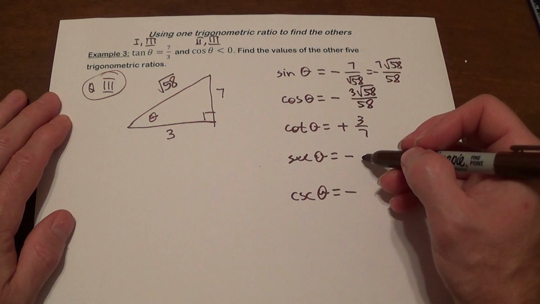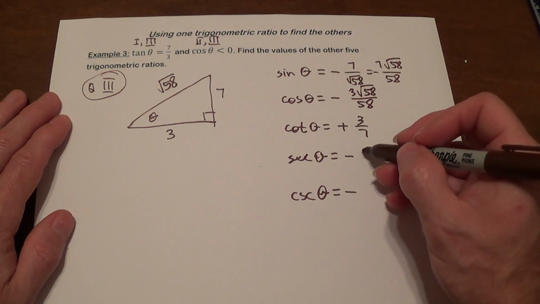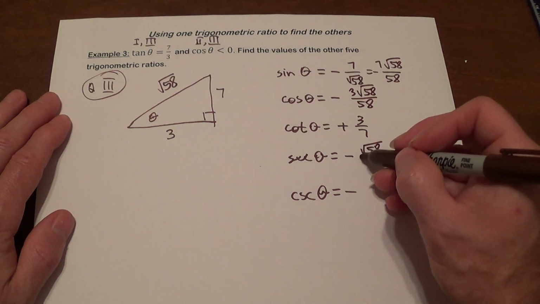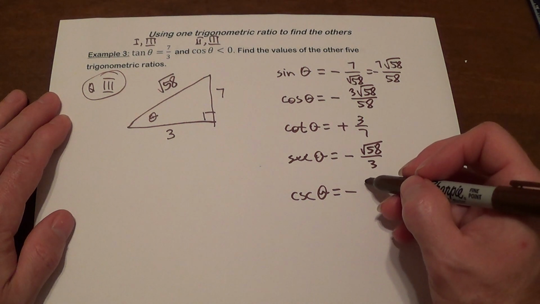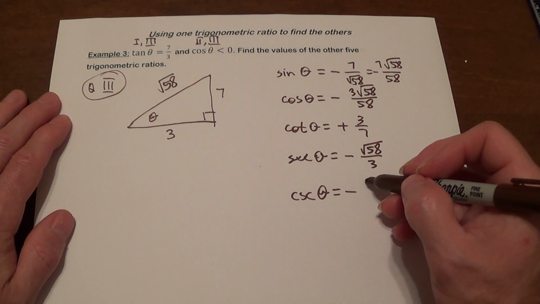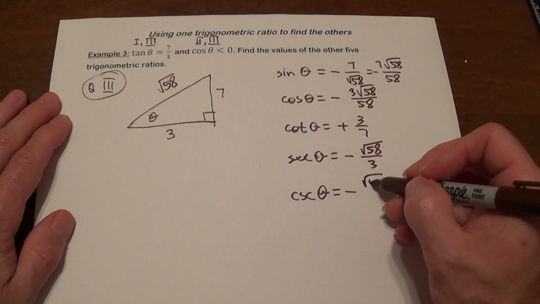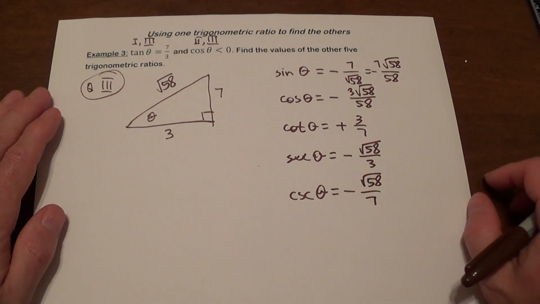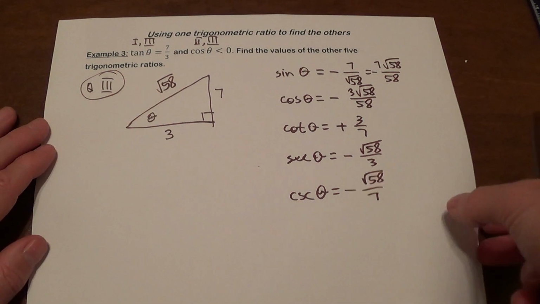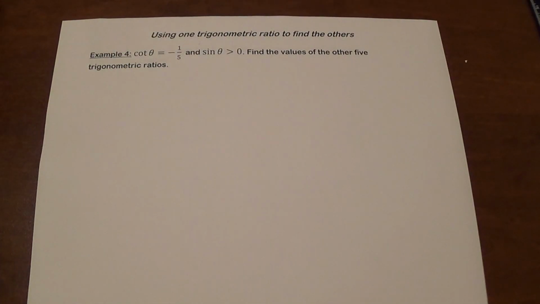Secant is going to be hypotenuse over adjacent, negative square root of 58 over 3. And cosecant is going to be hypotenuse over opposite, so negative square root of 58 over 7. Okay. Move on to our next example.